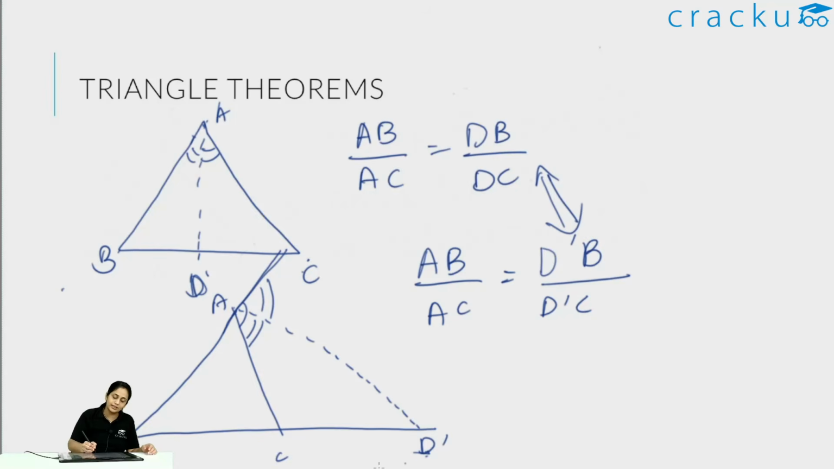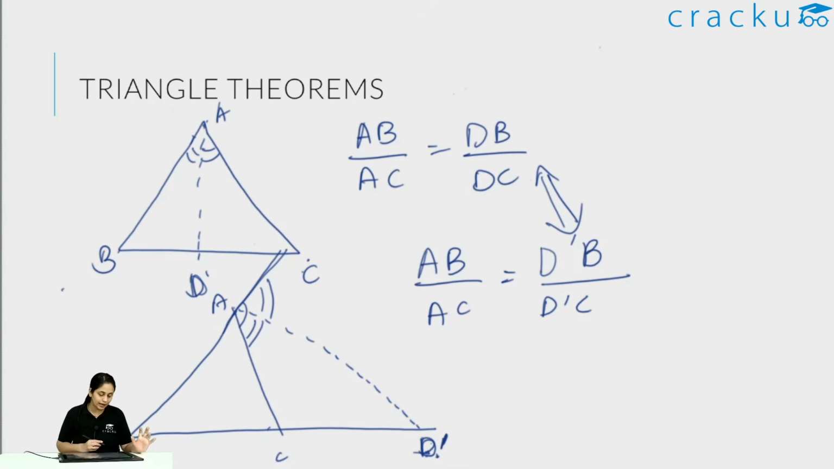Many people make the mistake of using BC by DC, which is incorrect. You have to consider from D dash, the external point, to B, and from the external point to C. So this would be the longer distance, this would be the shorter distance. So always remember that in the external angle bisector theorem, AB by AC will be equal to D dash B by D dash C.